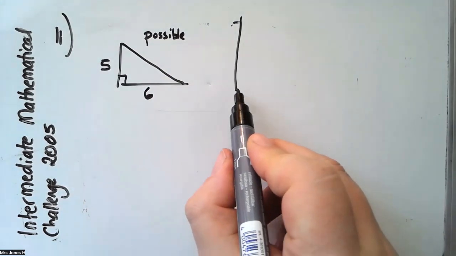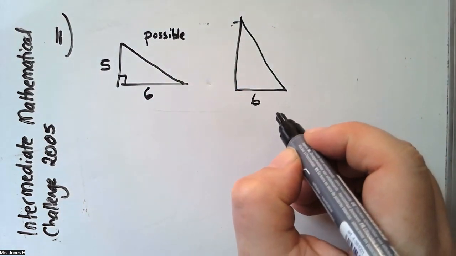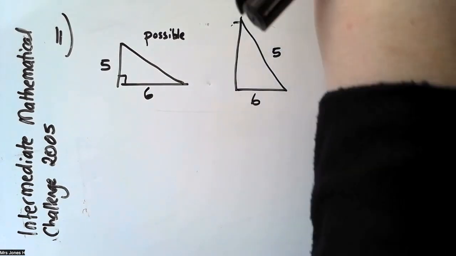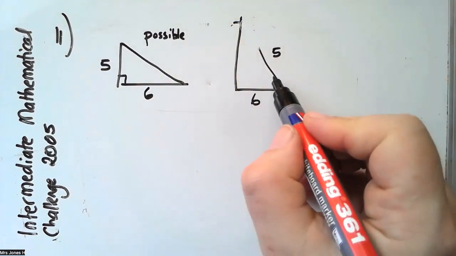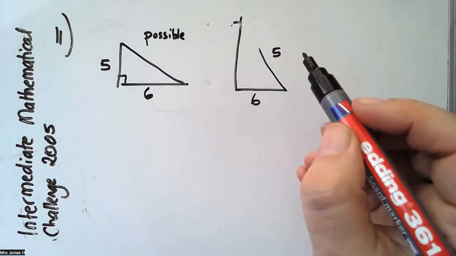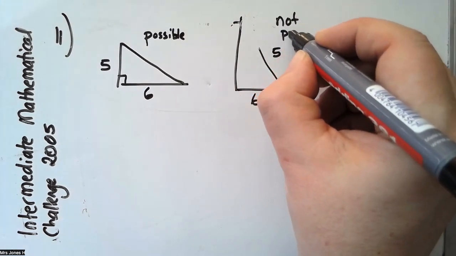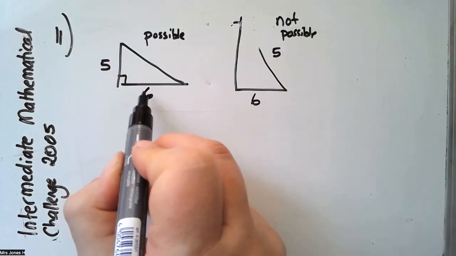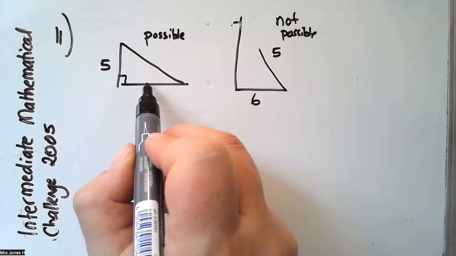If we've got a right-angled triangle with this side being 6, this side being 5, well, actually, this length here has to be less than this length, therefore you can never join it up. So this one is not possible. Just by the way, we can swap these two over and we still have the same length here. So it's still technically the same triangle.